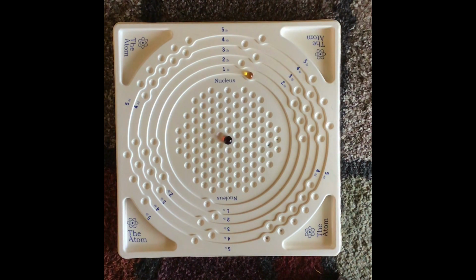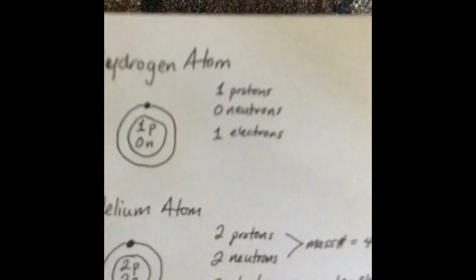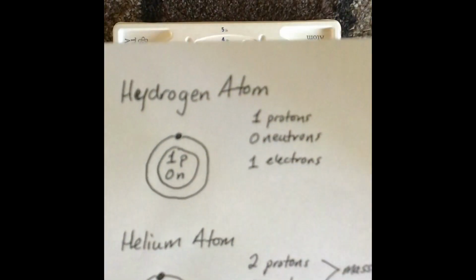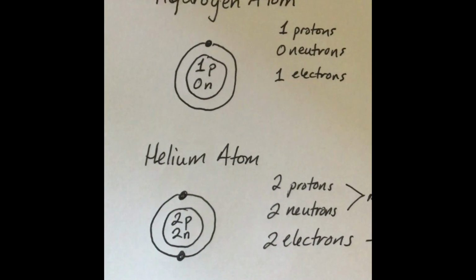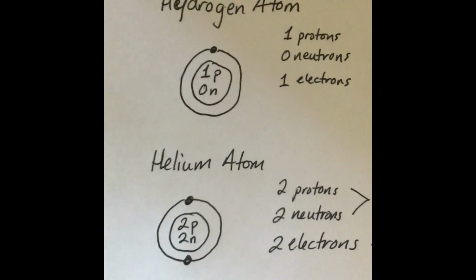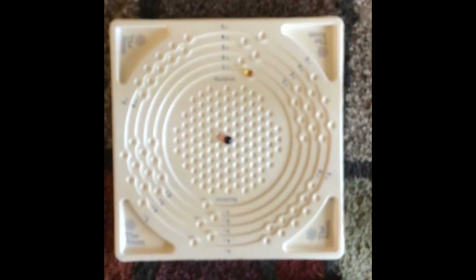So, if we look at our Bohr model, it would look like this. And there's our hydrogen atom, and it has 1 proton and no neutrons. Okay, so now we're going to do helium.